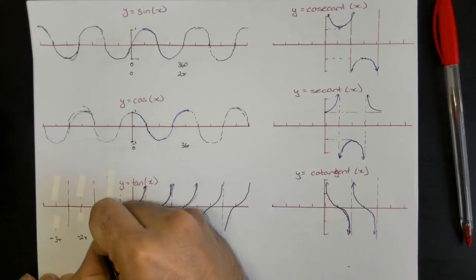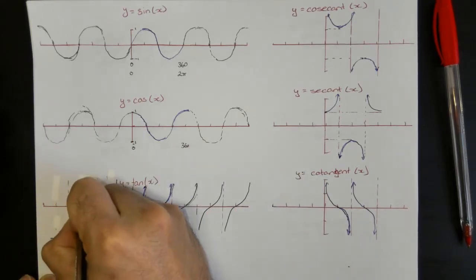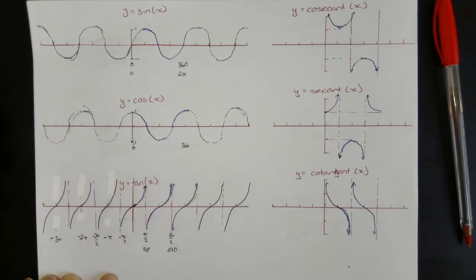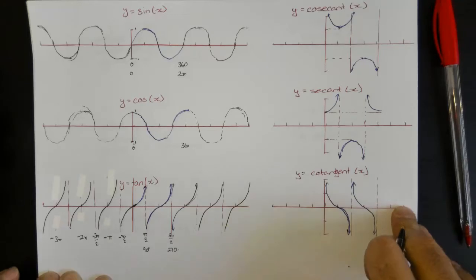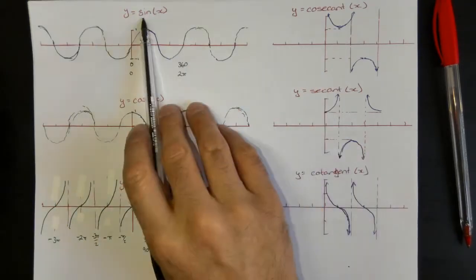Now, obviously, these are just sketches. They're not exact. If you use Desmos or GeoGebra, you can get the exact graphs. All right, so the reciprocal of sine x is cosec x.